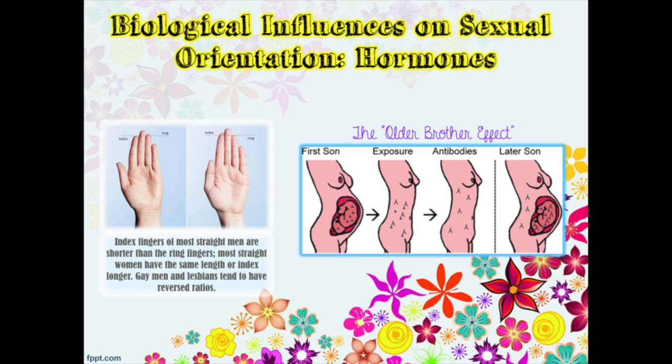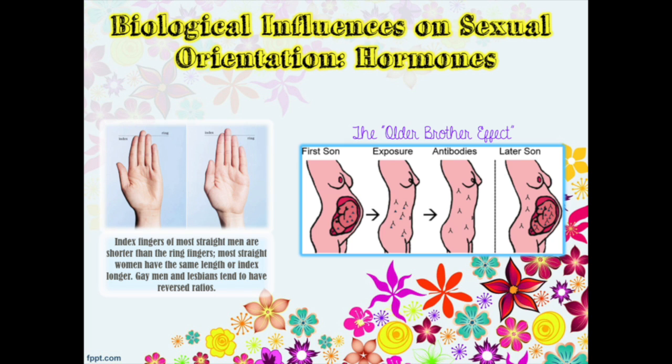Another piece of evidence for the effect of hormones on our sexuality is that there is a drug called DES that was given to pregnant women to prevent miscarriage from 1938 to 1971. However, it actually caused an increased risk of cancer and infertility. And in addition, studies show that females that were exposed to DES are actually more likely to be gay or bisexual.